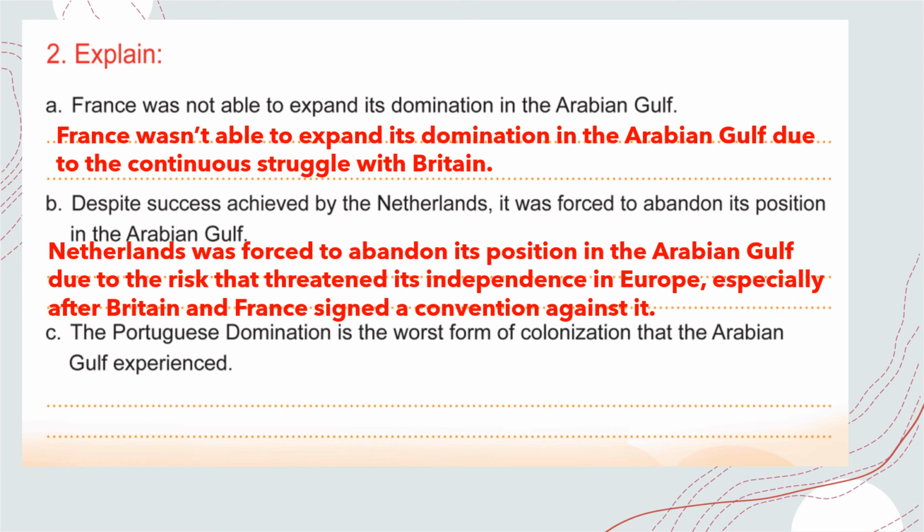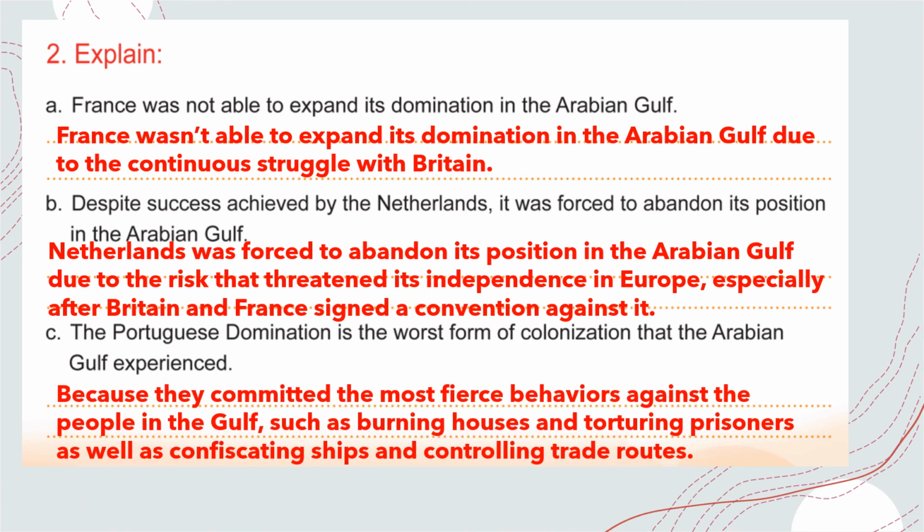Number C. The Portuguese domination is the worst form of colonization that the Arabian Gulf experienced, and this is because they committed the most fierce behaviors against the people in the Gulf, such as burning houses and torturing prisoners, as well as controlling the trade routes.